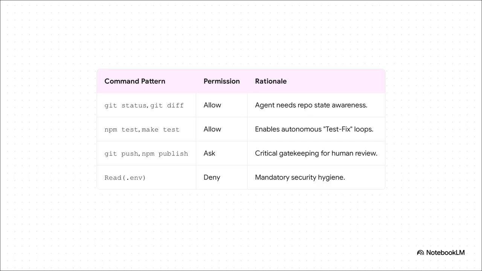This table really nails the security model. It's a simple allow, ask, deny system. You allow it to do harmless things like check the Git status. It needs to see what's going on. You absolutely 100% deny it access to your secrets. That's a no-brainer. But that middle ground, ask, that's where the real power is. Can it push to main? It has to ask you first. It's the perfect human-in-the-loop safety net.